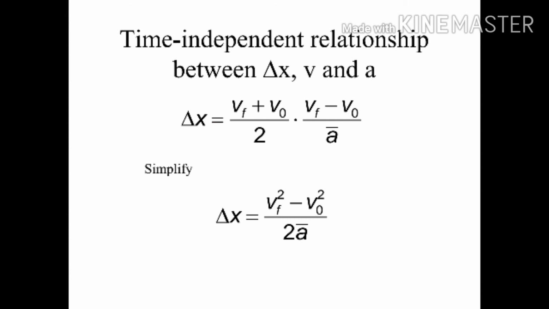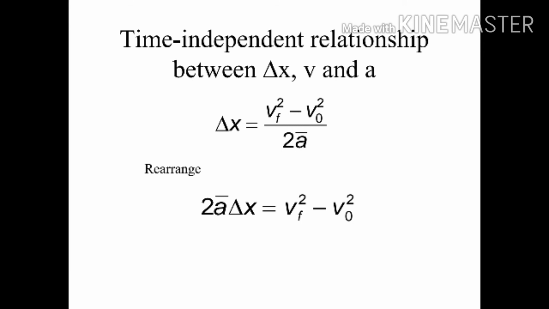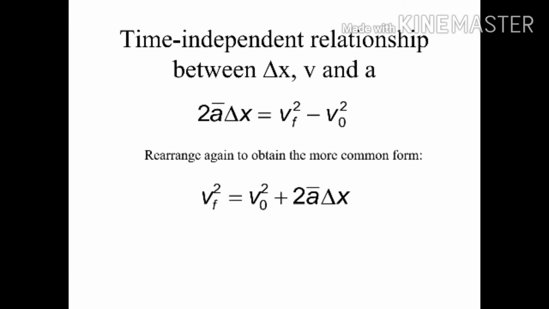Now if we rearrange it, we get 2a delta x equals vf square minus v naught square. If we rearrange it again to obtain the more common form, we get vf square equals v naught square plus 2a delta x. So this is the derivation of the third equation.